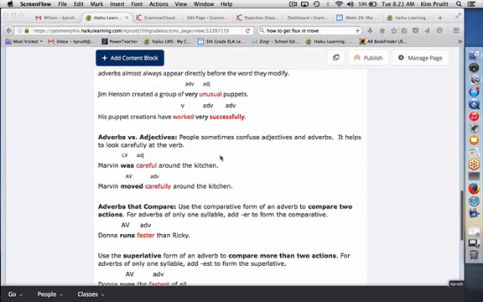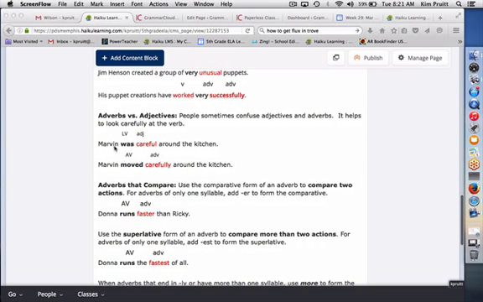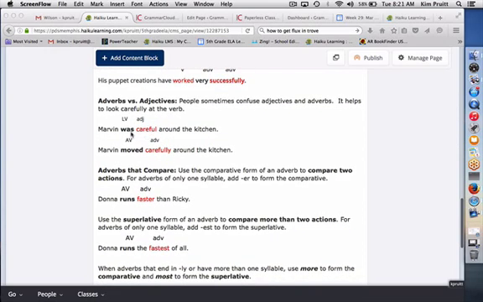Now we have adverbs versus adjectives. People sometimes confuse these two. It helps to look carefully at the verb. So let's look right here. Notice we've got Marvin was careful around the kitchen. Now remember that linking verb that we talked about earlier. Linking verbs are going to be followed by adjectives or nouns that are describing the subject or identifying the subject. So I know that careful in this case is an adjective. It's right after a linking verb. If we look at the next example, Marvin moved carefully around the kitchen. We've got an action verb, and we've got carefully, and I don't have another adjective or adverb over here, so I know carefully is modifying my verb. So how did he move?